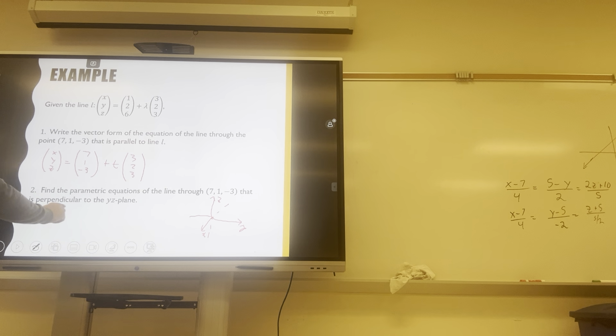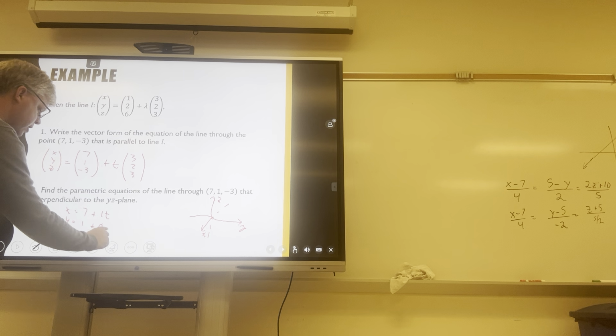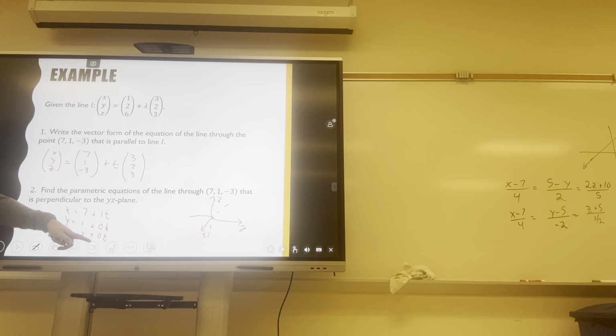Now this is asking for a parametric equation, so I would have x, y, and z separately. I would still have my 7, 1, and negative 3, but then I would have 1, 0, 0 here. So I'm going to write this, even though for these last two you wouldn't need them, it's 1t, 0t, and 0t. So x is 7 plus t, y is just 1, and z is just negative 3, right? So in that line, only the x coordinate is going to change. The y and z coordinates will stay 1 and negative 3 the whole time.